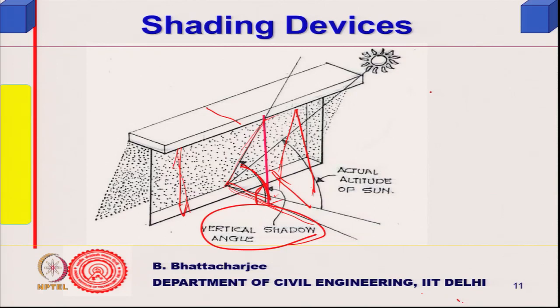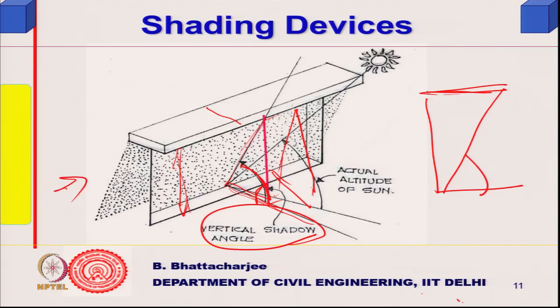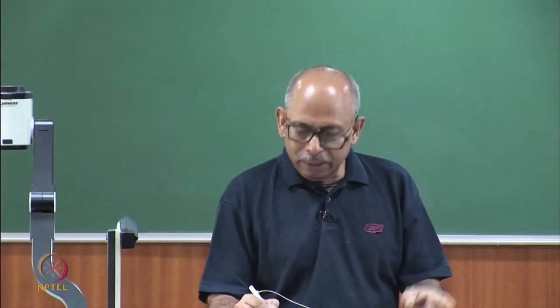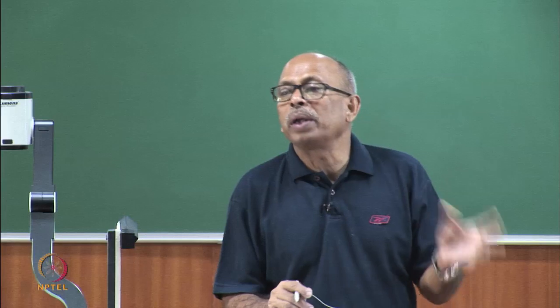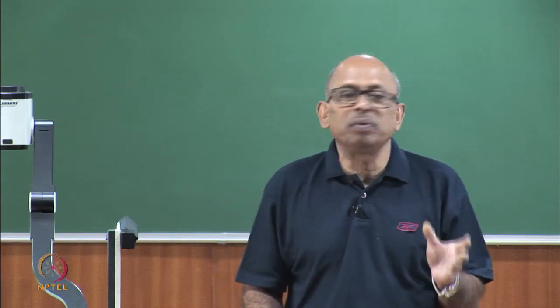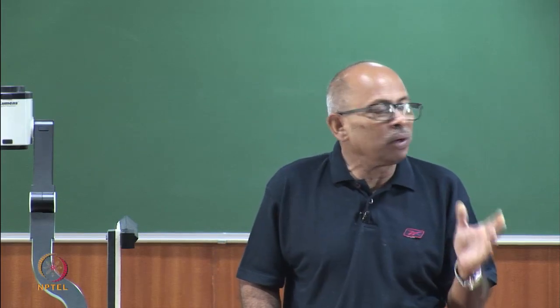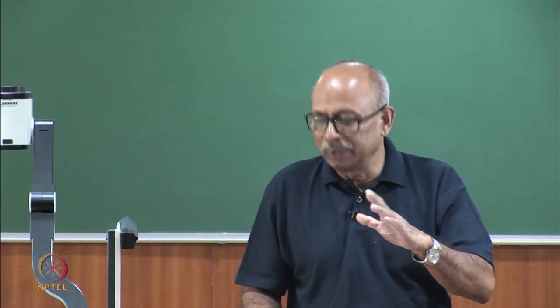Basically, if this is your shading device in the vertical plane, this is the angle I am talking of. If I see from this direction, I see that this is the shading device, the overhang. This is the window height, and normal to the window is this. This angle in the vertical plane, I call it the vertical shadow angle. This is the characteristic of a horizontal shading device.